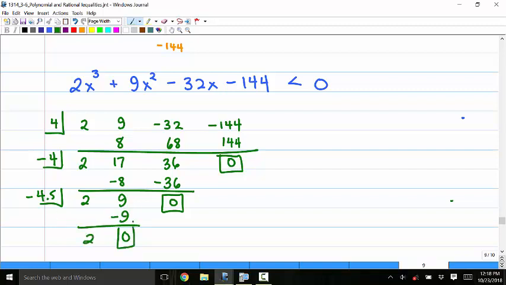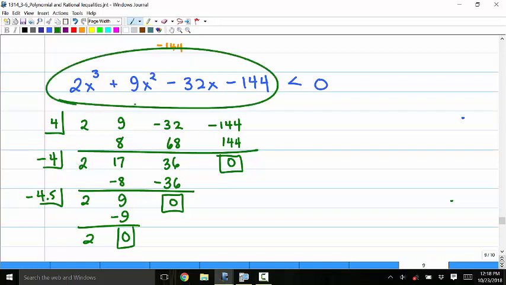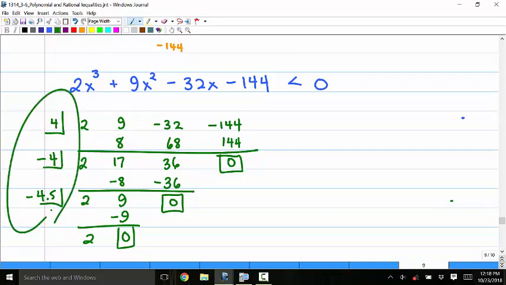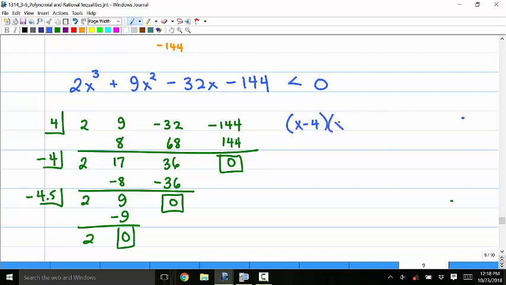Okay, we just factored this third degree polynomial, and we found how many factors? Or how many zeros, I should say? We found 3 real zeros. So we get x minus 4 times x plus 4 times, I'll just keep it as a decimal, x plus 4.5. Our zeros are 4, negative 4, and negative 4.5. Those are the numbers that go on your number line.